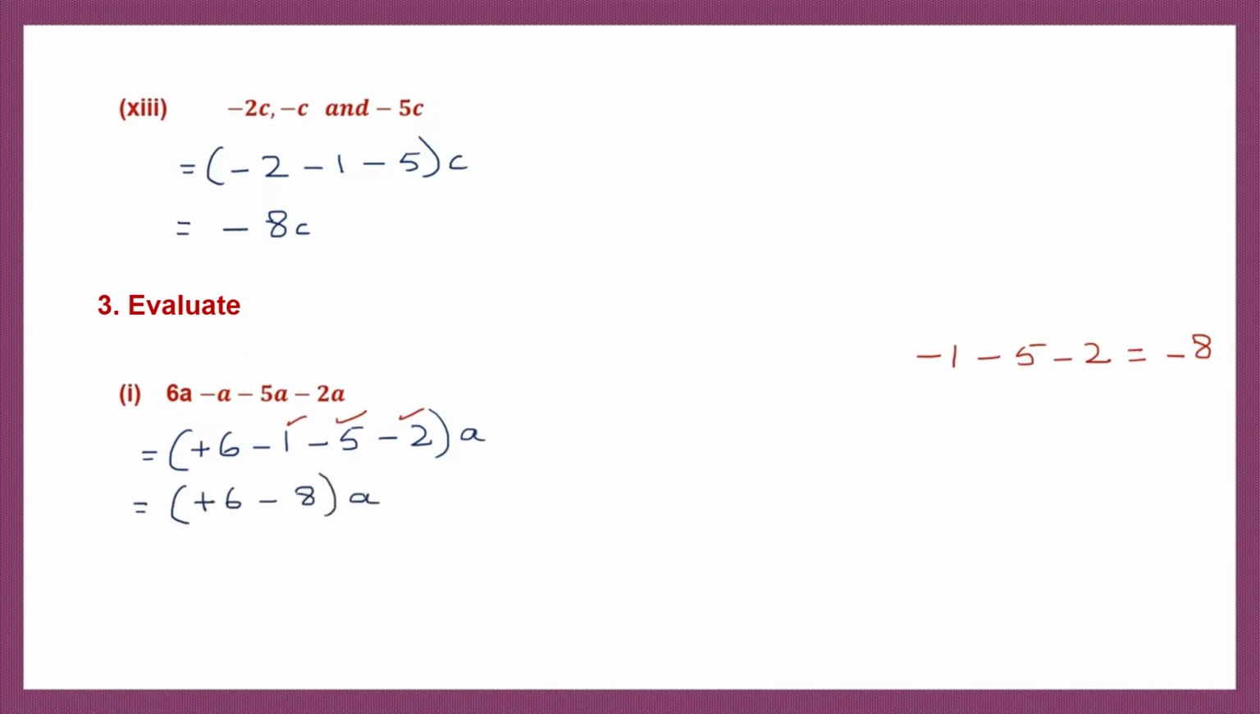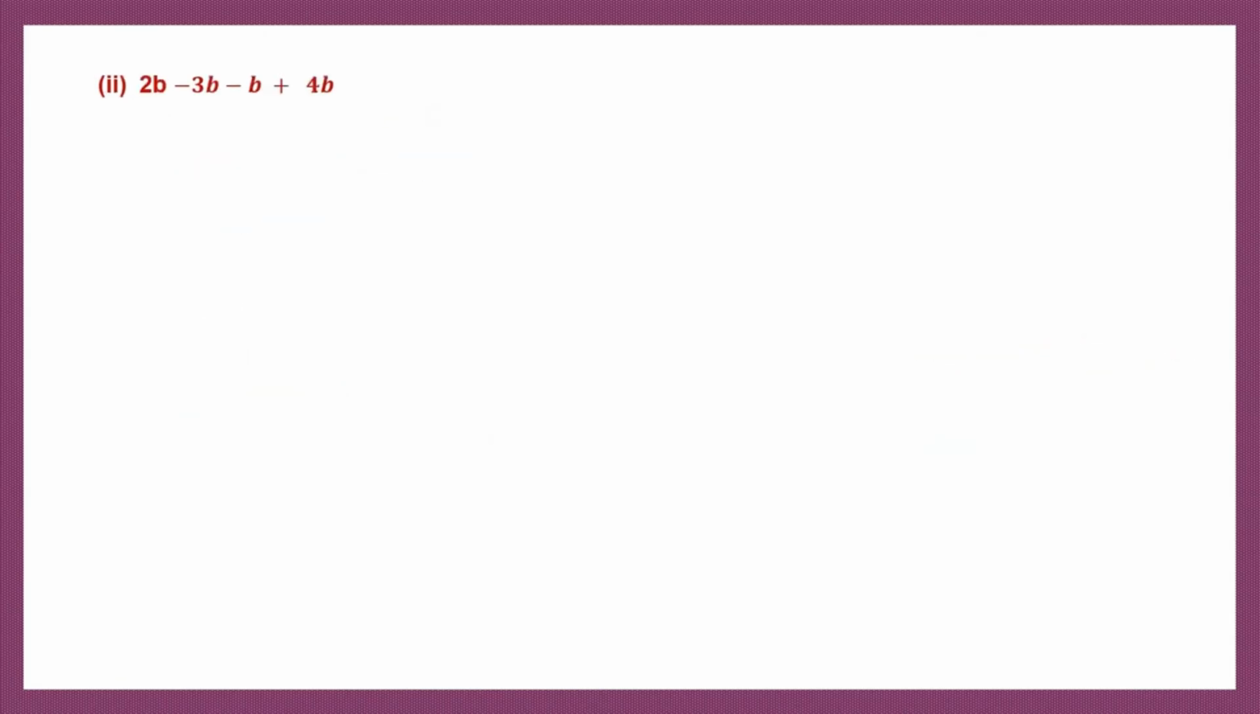Okay, so let's work out this. Plus 6 minus 8. Here the signs are different. One is plus, one is minus. So when signs are different, put the sign of the bigger number and subtract. 8 minus 6 is 2. So we've got minus 2a. So our answer here is minus 2a. Moving on to the next one.